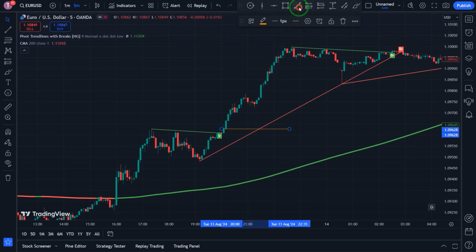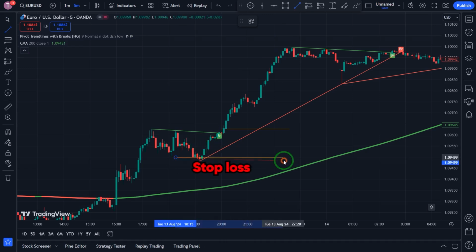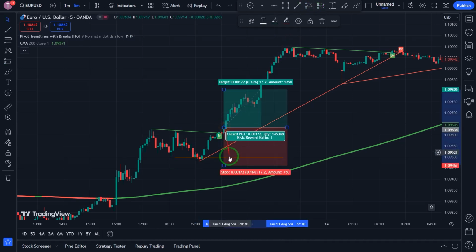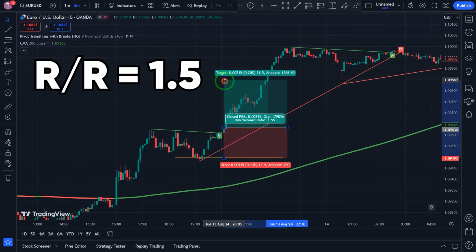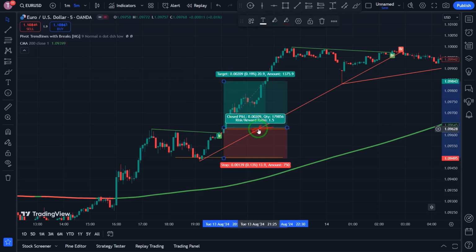Now we need to set a stop loss for our trade. To do this, we should find the last swing low and place our stop loss just below it. Now we can enter the buy trade, and for the take profit, it's enough to consider our risk to reward ratio as 1 to 1.5. Now we need to wait for our trade to close with a profit.